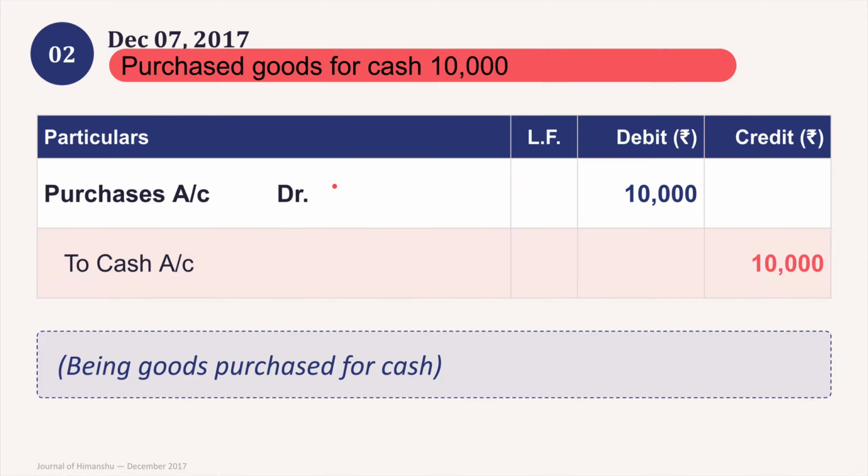Then what is going out? Cash is going out, or the current asset cash is being decreased. So any decrease in asset has to be credited, or credit what goes out. Okay, so the narration is being goods purchased for cash. Now we'll see the next transaction. So here date I have written on the top, but in your ledger there will be one column here as date, so you can mention there.